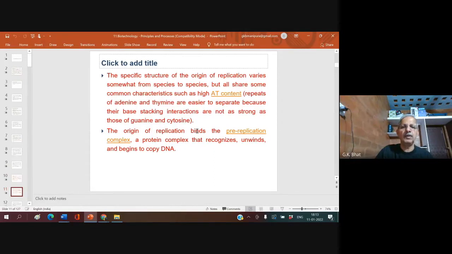Right? Now, the specific structure of the origin of replication varies somewhat from species to species. What is this origin of replication site?